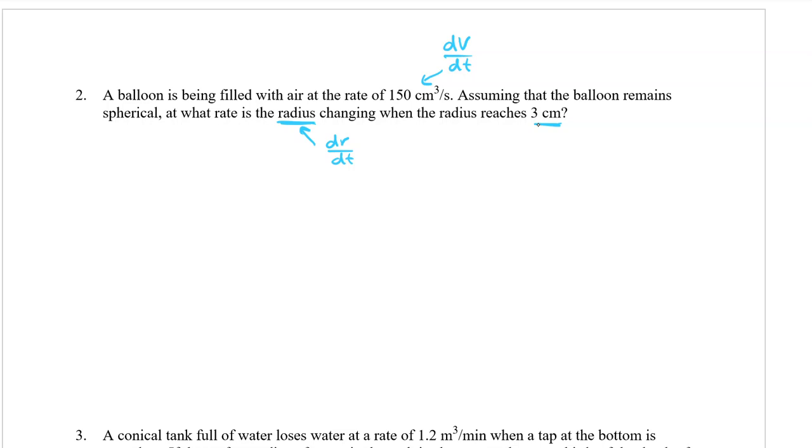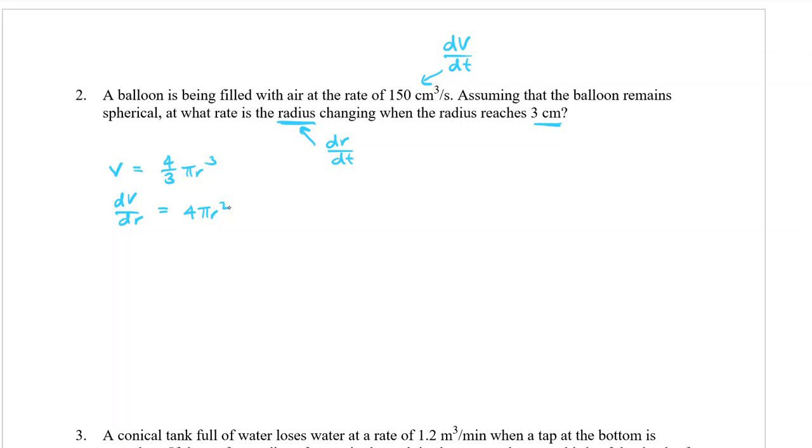Okay, so first of all, what formula can I start with? It's the shape. What shape am I talking about? A sphere again. So it is volume. The volume of a sphere is 4 over 3 pi r cubed. Just like last time, we differentiate. The volume with respect to radius becomes 4 pi r squared.